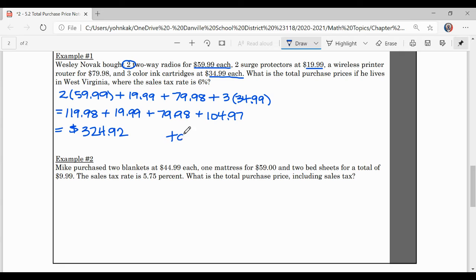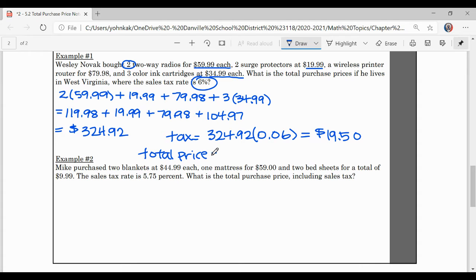So to find the tax, I'm going to take my total, $324.92, and I'm going to multiply it by our tax rate, which is 6%. As a decimal, it would be 0.06. So if I multiply those two values together, I get $19.50. So that's my tax. So to find my total purchase price, that's what we're looking for. Let's see, we'll say total price. I'm going to take my $324.92 and I'm going to add on the $19.50 sales tax. And that's going to give me a grand total of $344.42.